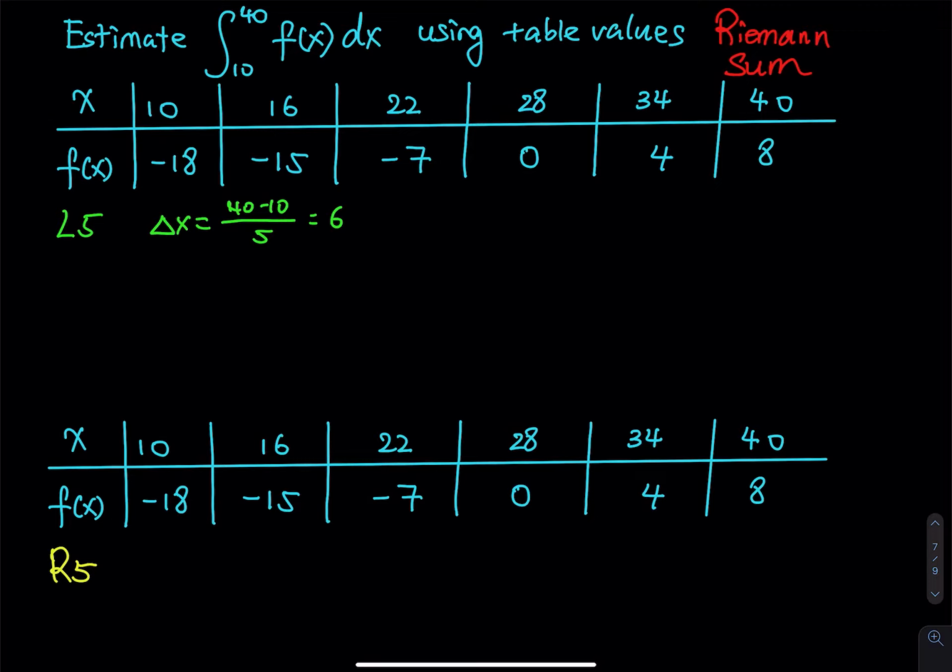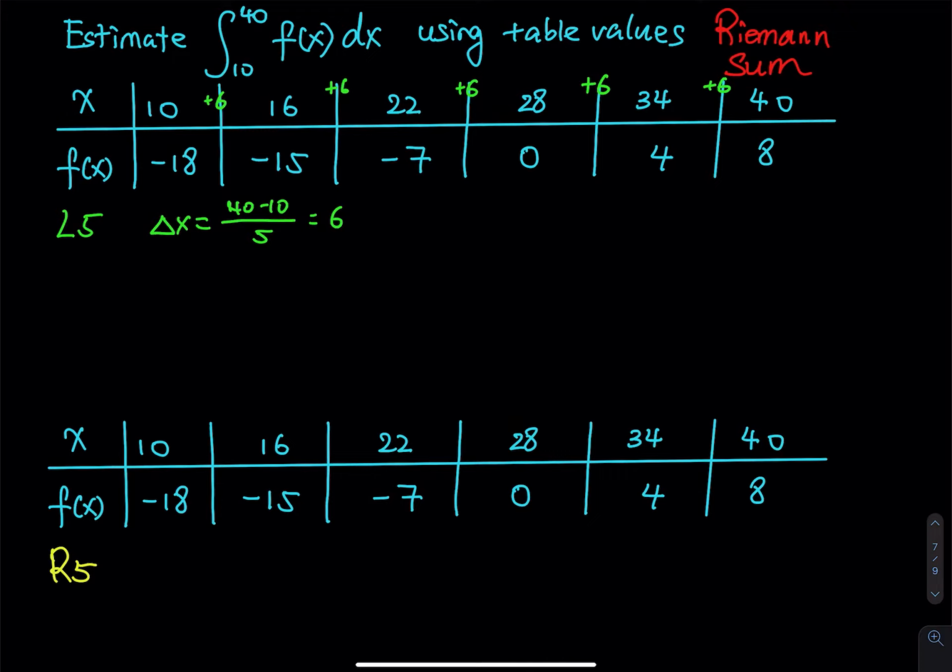In fact, I gave you very nice numbers in here, because from 10 to 16 you add 6, right? 16 to 22, plus 6, 22 to 28, plus 6, and then 28 plus 6, and then 34 plus 6, right?